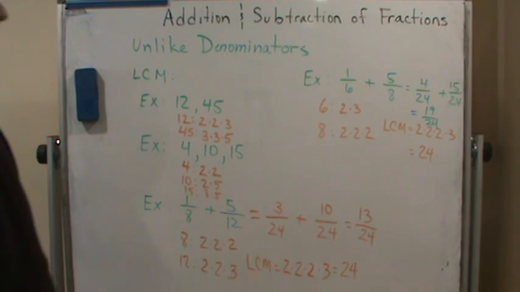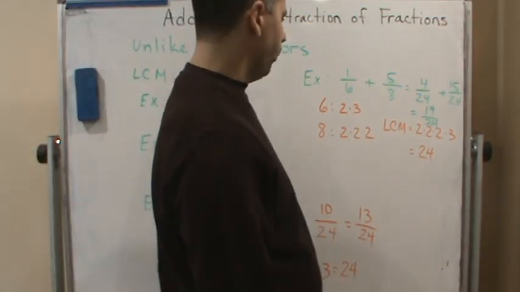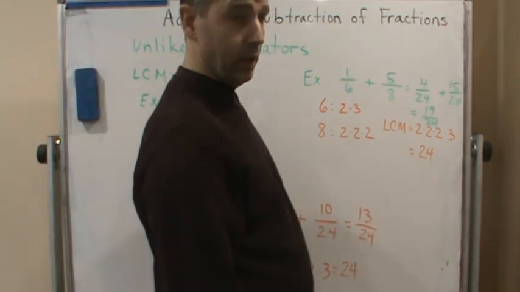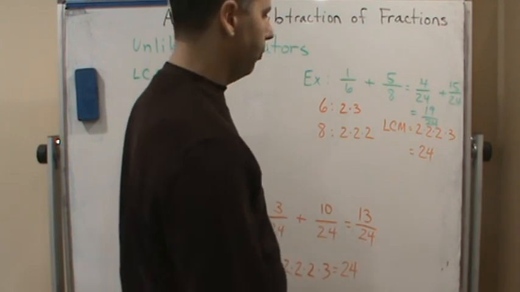Okay. If we would have used the rule of 4, we would have gotten 38 over 48. And we would have had to reduce and simplify.